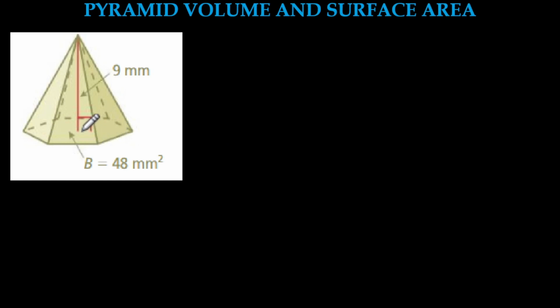This pyramid, we see that it has a base that is a hexagon. And instead of giving us any of the dimensions for the hexagon to find its area, they're just giving the area here. This is supposed to be our B. So we just start with the generic formula, which is volume equals 1/3 times the area of the base, which is B, times the depth.